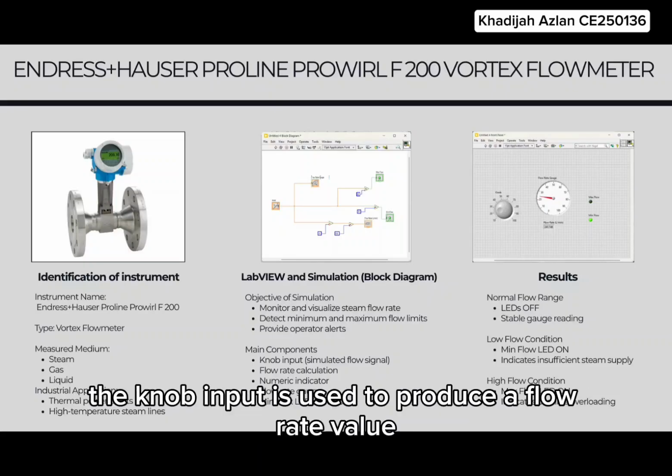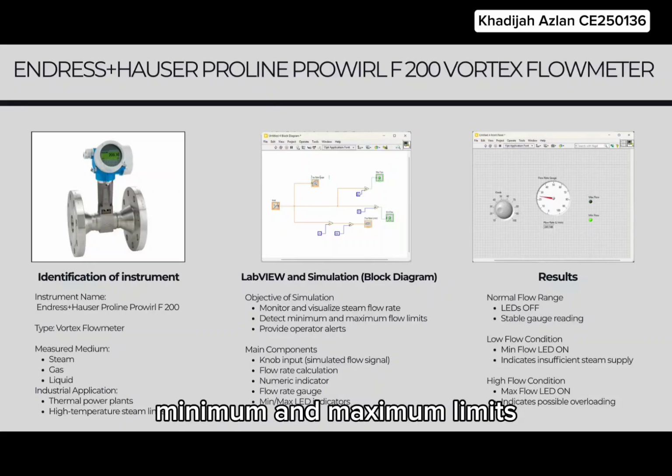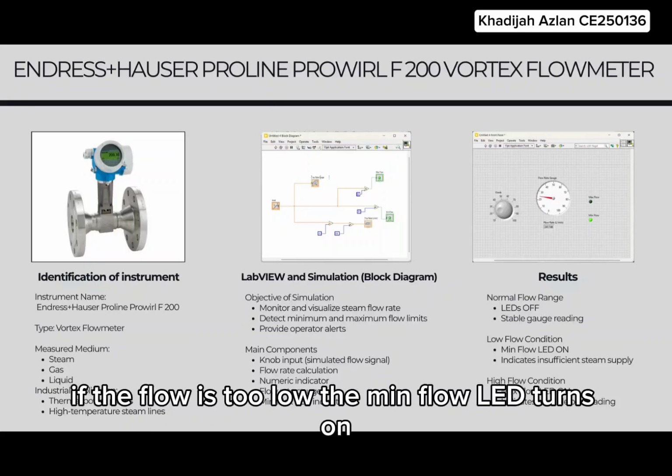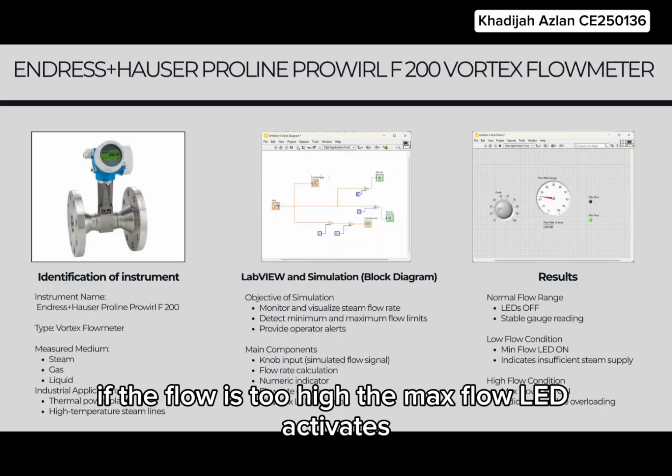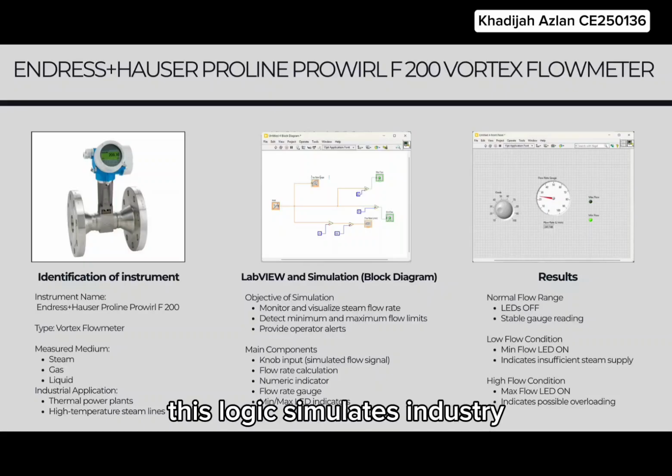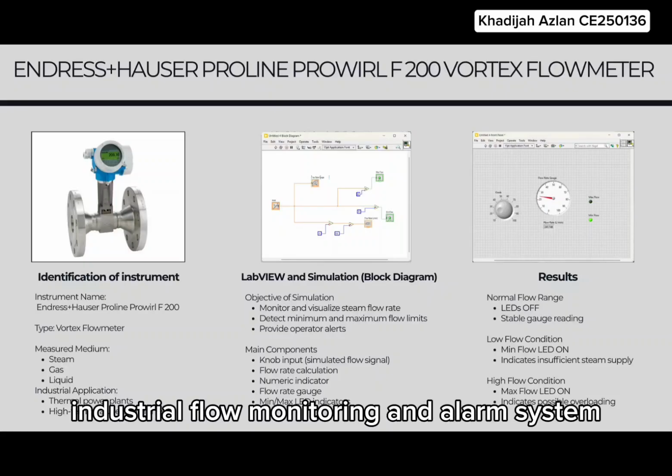In the block diagram, the knob input is scaled to produce a flow rate value. The flow rate is compared with predefined minimum and maximum limits. If the flow is too low, the min flow LED turns on. If the flow is too high, the max flow LED activates. This logic simulates an industrial flow monitoring and alarm system.